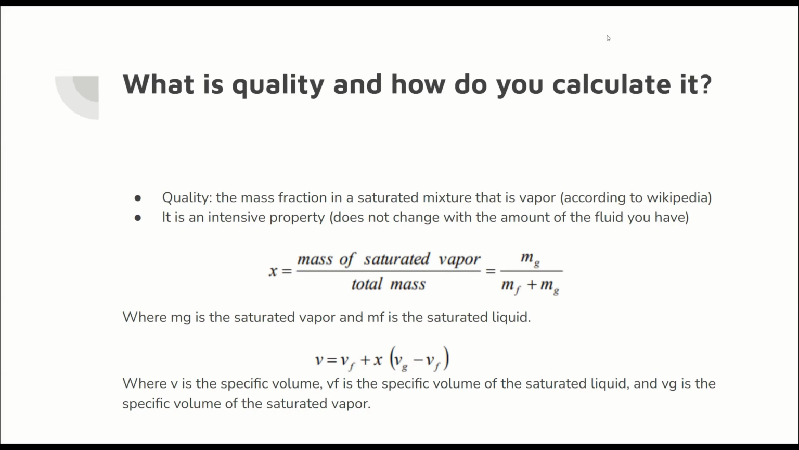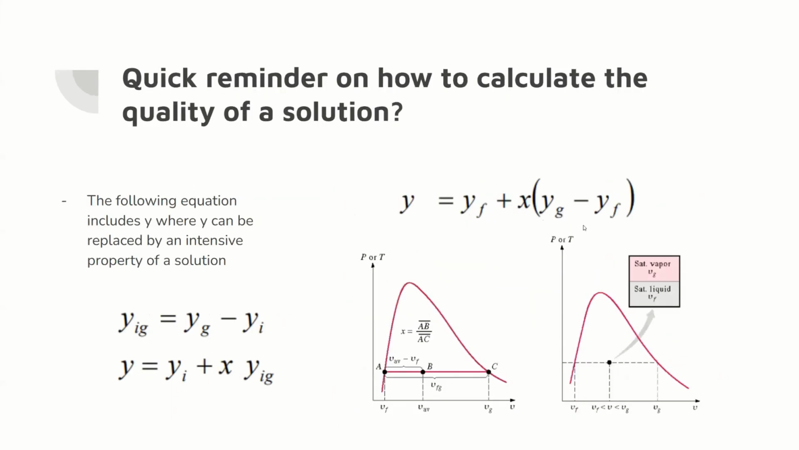Yeah, okay. Moving on. Oh yeah, and go over the same thing again. So if you have a property at a quality, this is the equation that you would use to calculate that property.